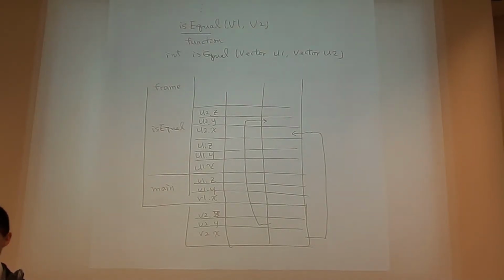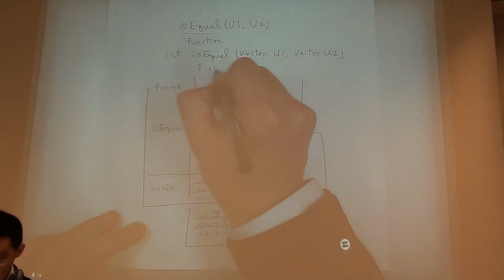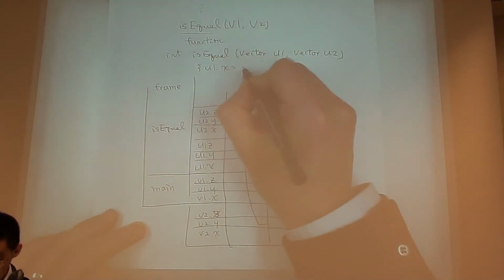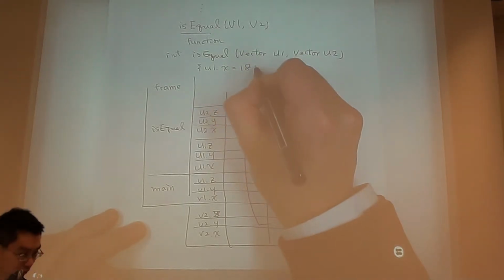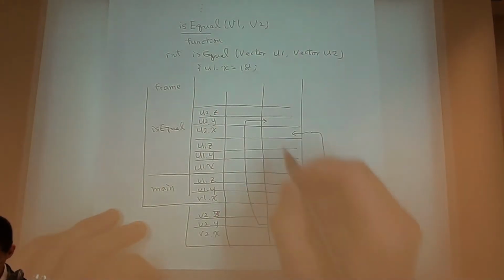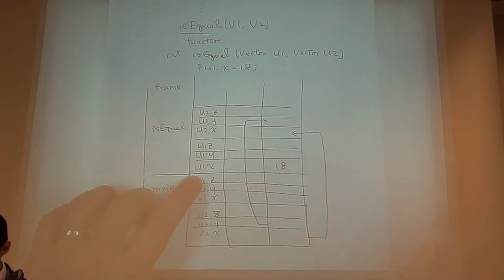And you can do things inside if you want. So to answer your question, if I understand correctly, what happens if I change U1 and U2 inside, right? If I say U1.x equal to 18, today is what, February 18? I change this one to 18.